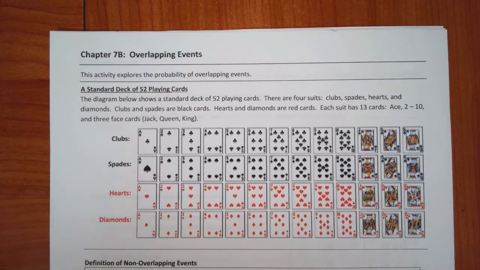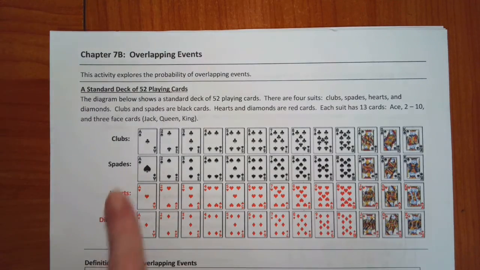Hi everyone. Let's talk about 7B. There are two sections of it. The first one is overlapping events, and the second one is independent versus dependent events. And we're bringing back in some stuff that you've learned in prior lessons and looking at how it applies to probability. Okay, so we're going to start out by looking at a standard deck of 52 playing cards.